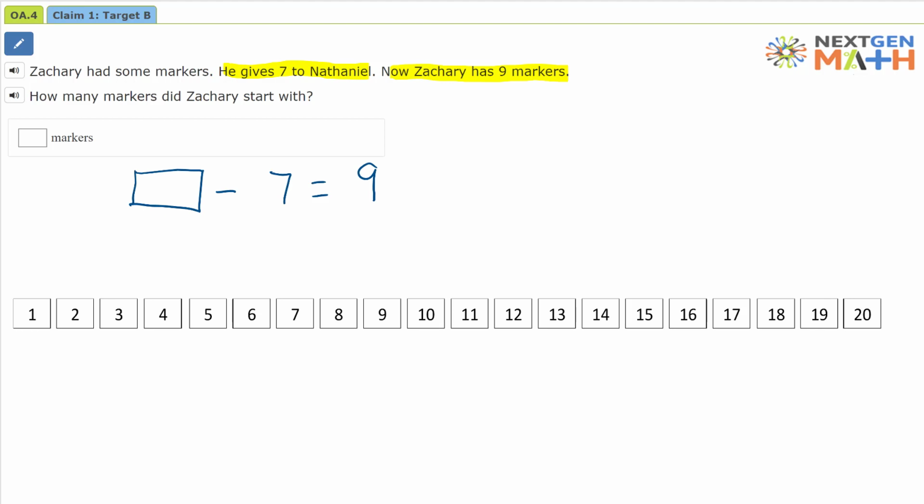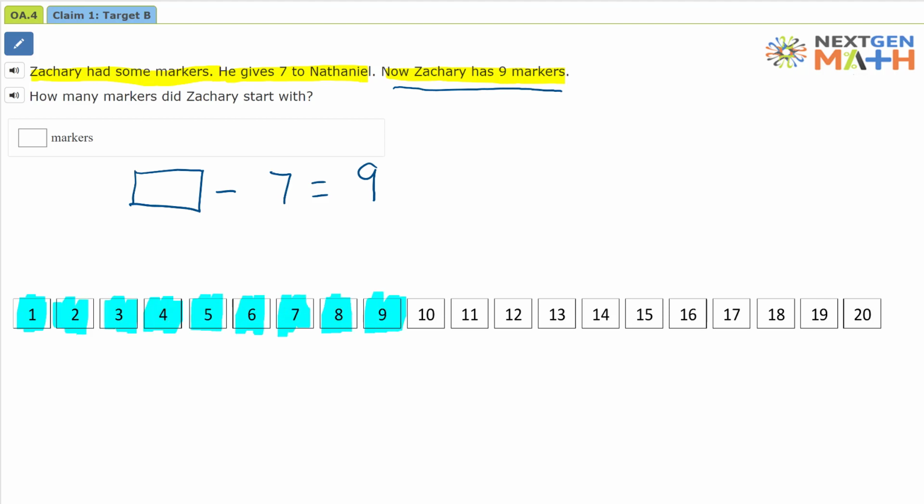Let's go ahead and use our number pathway to help solve this problem. So here we go. Zachary had some markers. We don't know how many markers he has. He gives 7 to Nathaniel. Now Zachary has 9 markers. Well, let's start off with Zachary has 9 markers. That's what Zachary ends up with.